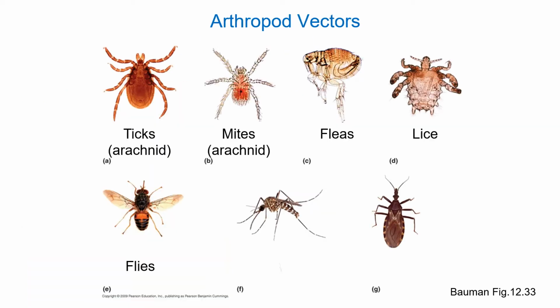So here's a bunch of those vectors. Some of them we've talked about already. We've got ticks and fleas and flies and mosquitoes and true bugs and all sorts of things. Some of them have 6 legs, that would be insects, and some of them are not insects. Usually they have 8 legs.